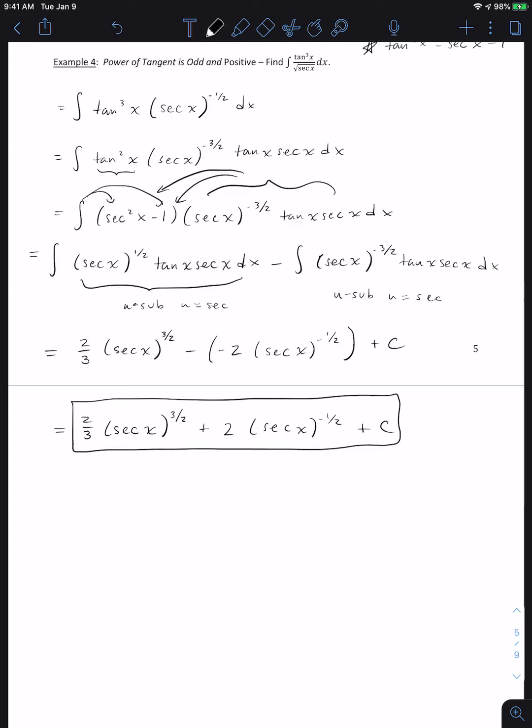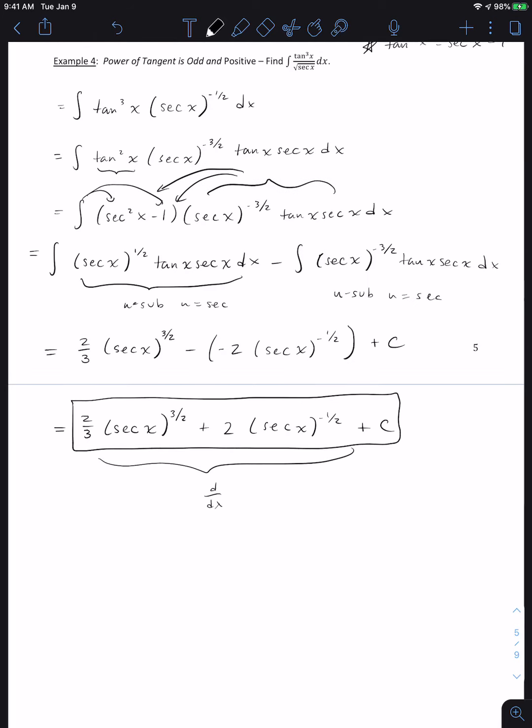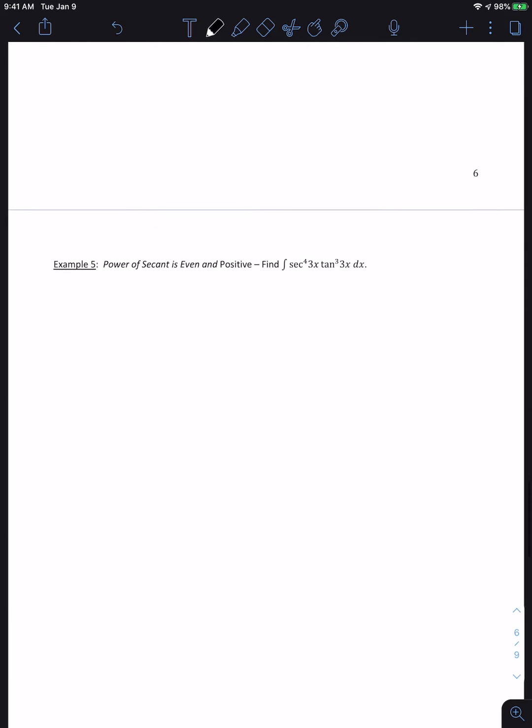And again, the best thing about integrals is that you can always check your work. If you took the derivative of this with respect to x, you should get tangent cubed over the square root of secant x. You might have to do some algebra to get it back that way, but you should get that exact answer. Okay.